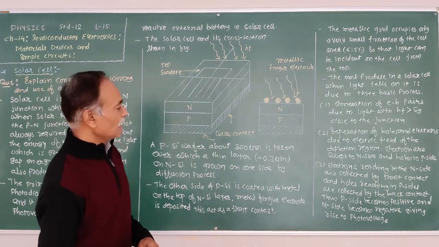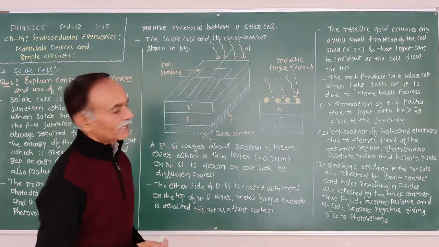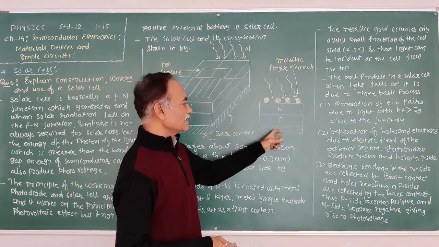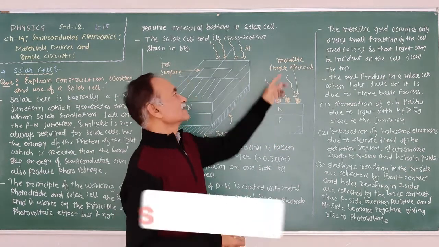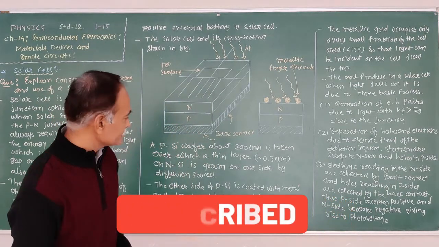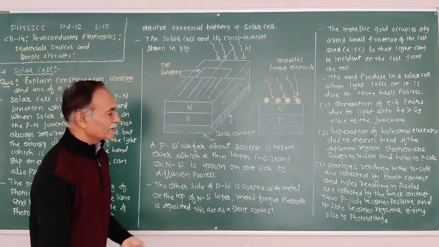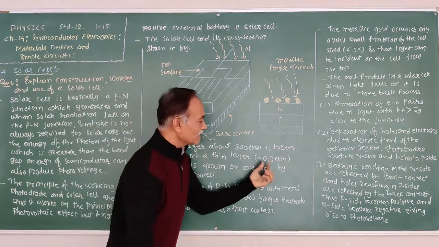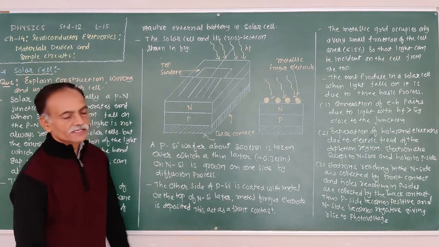The solar cell is connected with the bottom and the metallic finger electrode. It is shown like this: N-type semiconductor, P-type semiconductor, the base, and the back contact. Here, this dot represents the metallic finger electrode or metallic grid. Now in the construction, a P-type silicon wafer of about 300 micron is taken, over which a thin layer of 0.3 micrometer of N-type silicon is grown on one side by the diffusion process.